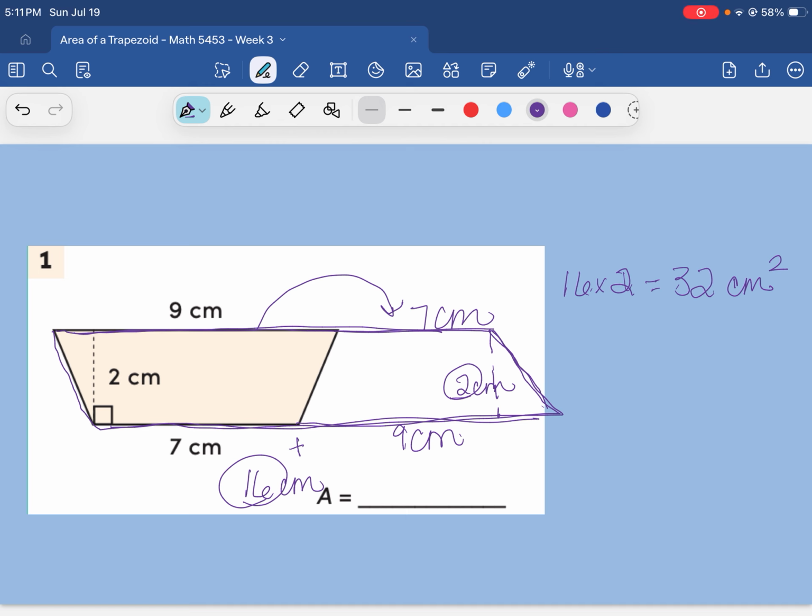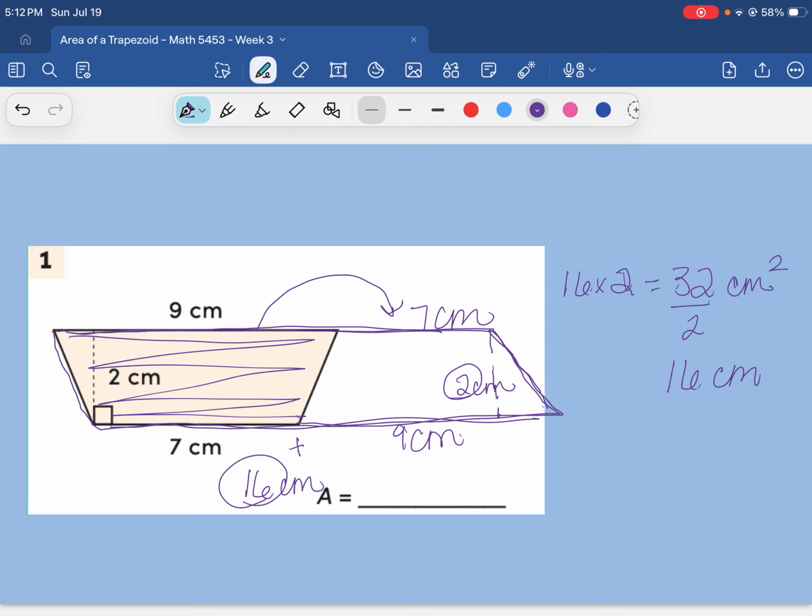So we know that the area of this parallelogram is 32 centimeters squared, but we don't need the area of the entire parallelogram. We just need the area of this trapezoid right here. When you look at this parallelogram, you can see that the trapezoid is exactly half of it. So I can just take my 32 and divide that by 2, which gives me 16 centimeters squared.